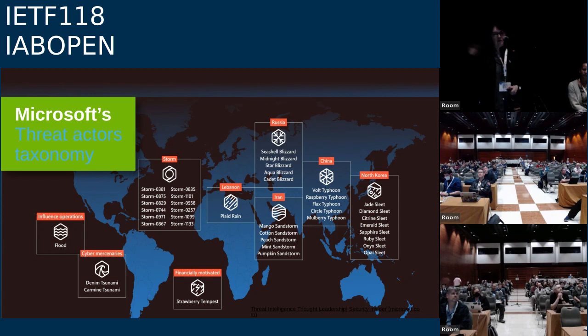China, which are the typhoons. Then we're going to talk about blizzards from Russia, and Iran being sandstorms, and then actually moving away from Lebanon, which has played rain, or anything to do with rain, and then the storms, which essentially are our old dev groups. But anything we were thinking about influence operations would be flood, and cyber mercenaries, which we're seeing a lot of uptake, which is maybe one of the reasons why this two sides of the same coin conversation is supported.